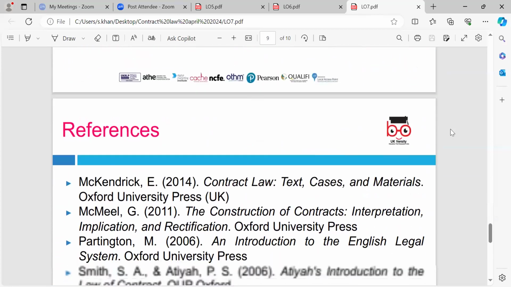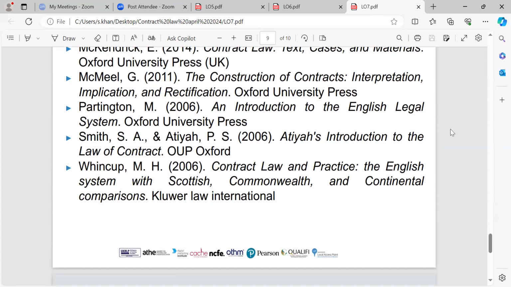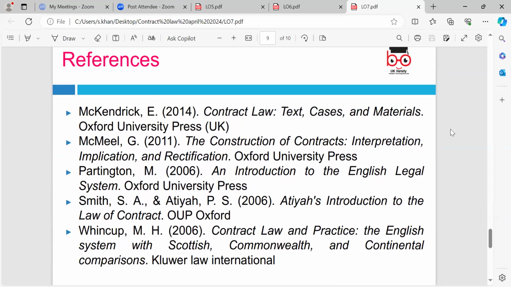So at the end of this session, we've looked at Learning Outcome 5, Learning Outcome 6, and Learning Outcome 7, and we've come to the end of Learning Outcome 7. The next session we'll be doing is the assignment discussion session for contract law.